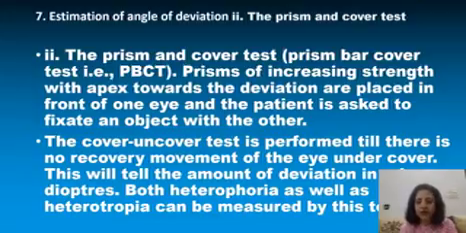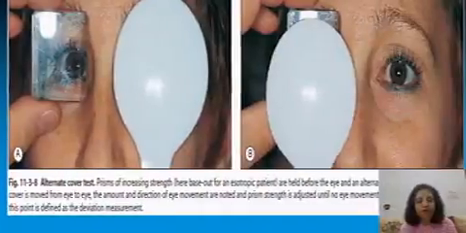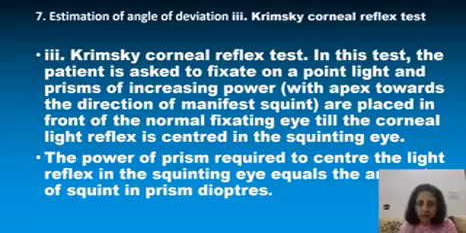Then the prism and cover test. Prisms of increasing strength with the apex towards the deviation are placed in front of one eye. The patient is asked to fixate an object with the other. The prism and cover test is performed until there is no recovery movement of the eye under cover, and this will give you the amount of deviation in prism diopters.